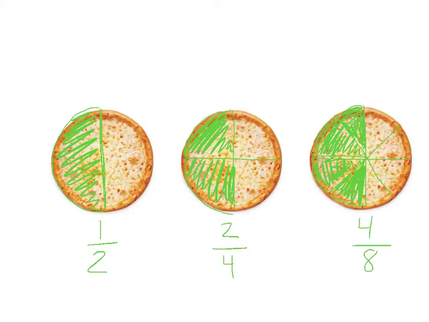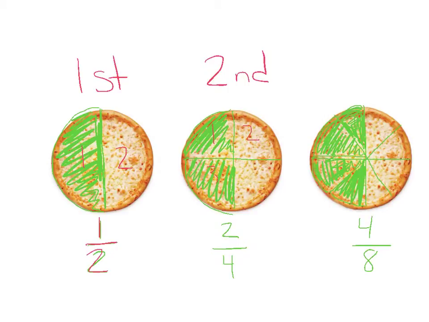Now, looking at these 3 pizzas, you can see that the same amount of pizza has been eaten from each. But because the first pizza was divided into 2 equal portions, you ate 1/2, or 1 out of 2 of that. The second pizza, it was divided into 1, 2, 3, 4 equal portions. Your first brother came along, he ate 2 out of 4, but this is still equivalent to 1/2.